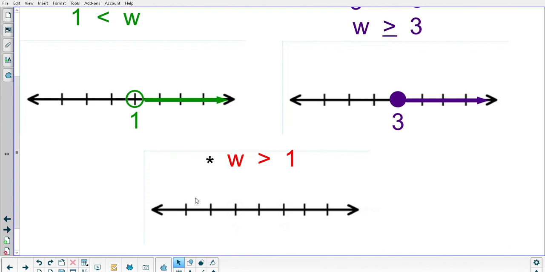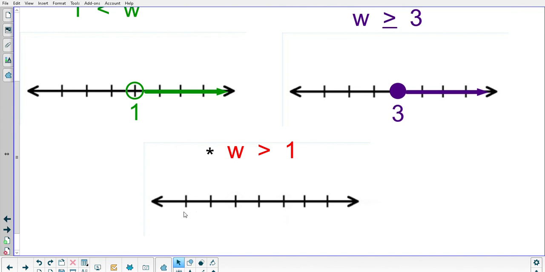So on this one, when we graph w is greater than 1, we've got an open circle on 1, and it's shaded to the right. And then when we graph our w is greater than or equal to 3, we're going to have a solid dot on 3 and shaded to the right. Remember, this is the union, not the "and", so if our number makes either one of these conditions true, it's the solution.